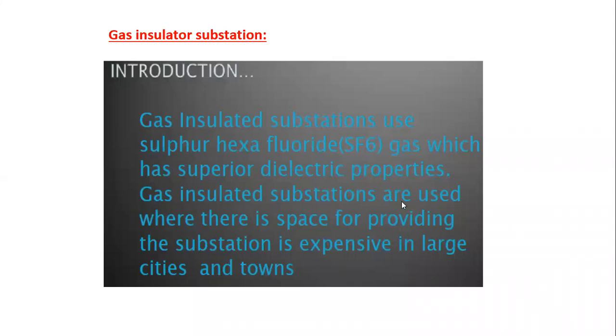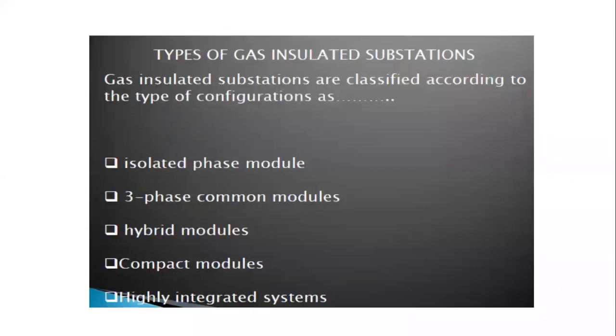Gas insulated substations are used where the space for providing the substation is expensive, in large cities and towns. Otherwise we are using the air insulated substation, that is the AIS. If the place availability is less, in that case only we are using the GIS, that means the gas insulated substation.